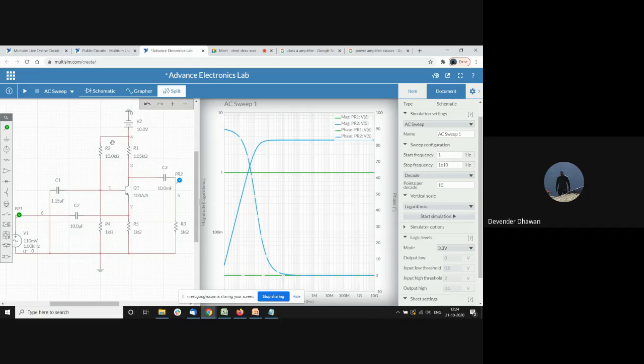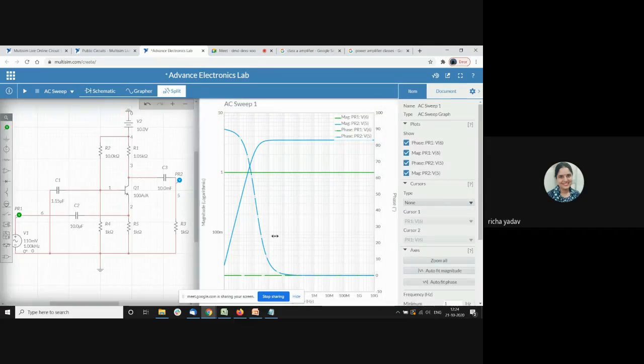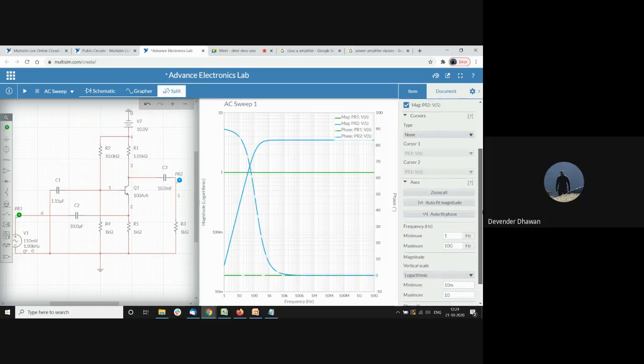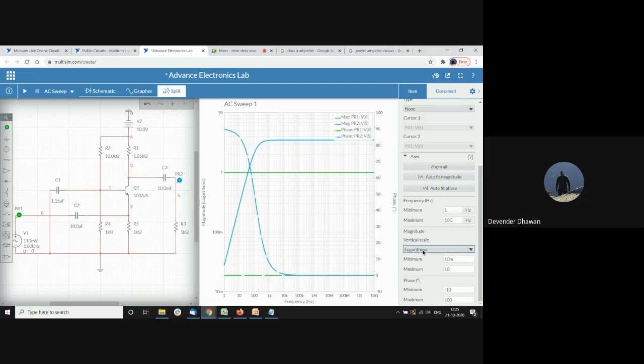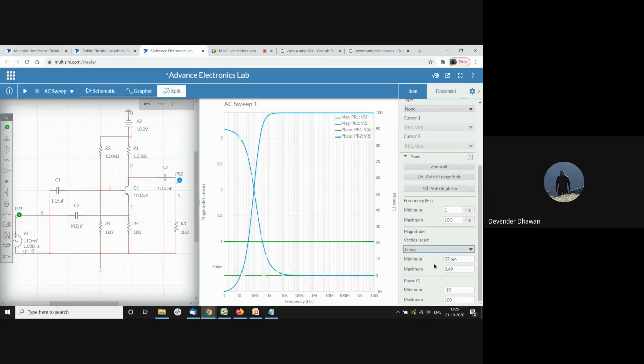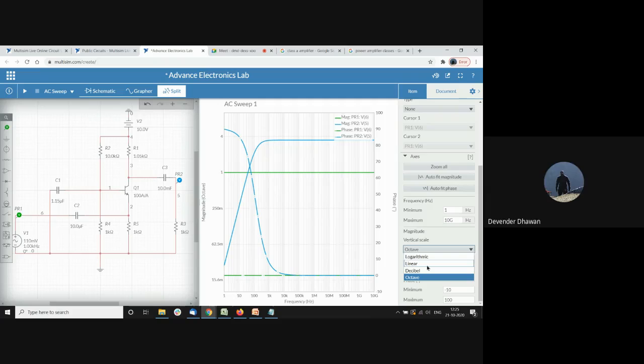Any doubts on this? Sir, can we change the y-axis scale from logarithmic to decibel? Can we convert that, sir? Let me just check now. I guess there is linear or decibel. Decibel we have changed it, yes, and we can change it to linear also. We can change it to octave also. So these options are there. Thank you, sir.